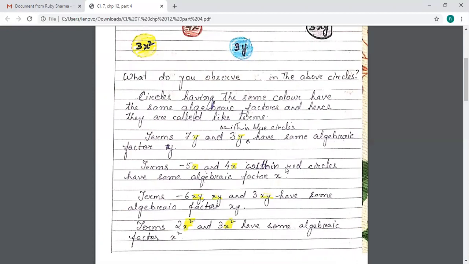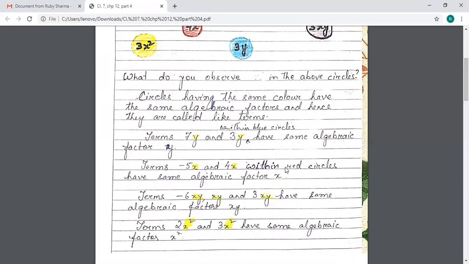Now what do you think are the numerical factors in the red circles? Minus 5 and 4, isn't it? For minus 5x, the numerical factor is minus 5. Algebraic factor is x. And for 4x, the numerical factor is 4 and the algebraic factor is x. So we observe that the algebraic factors are same, so they are called like terms.